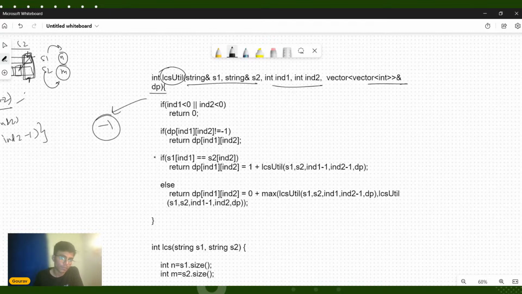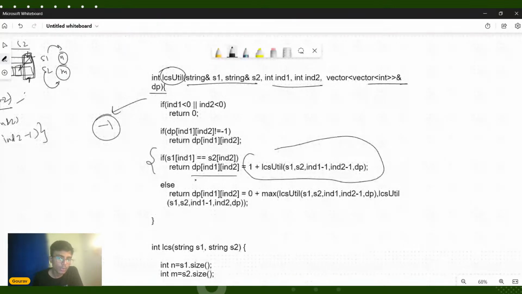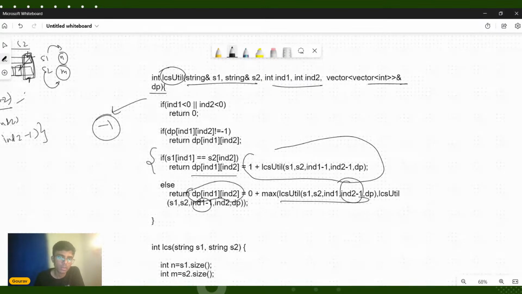So what exactly are we checking first? The first step is to check whether s1 at index 1 is equal to s2 at index 2. In that case, I will store this value in my DP table corresponding to the position n1 and n2, because the recursion has two parameters, n1 and n2. So 1 plus this value. If not, then I will just take the maximum of these two values. Once I send index 2 minus 1, and the next time I send index 1 minus 1, I keep the maximum of these two values in this position.